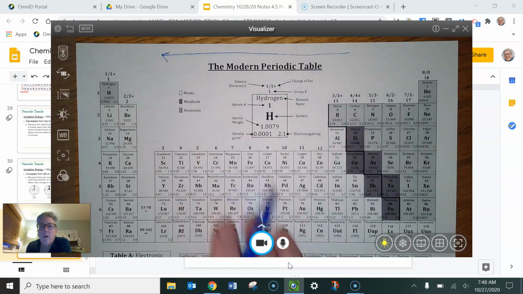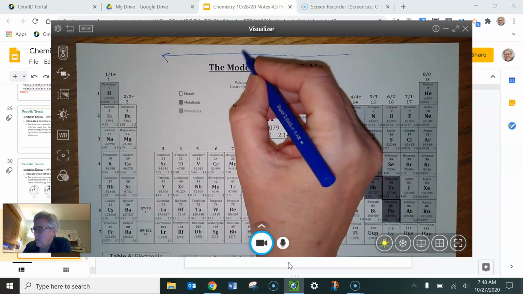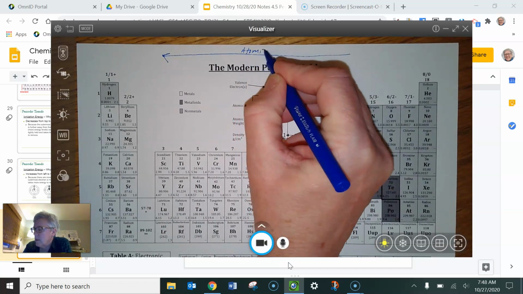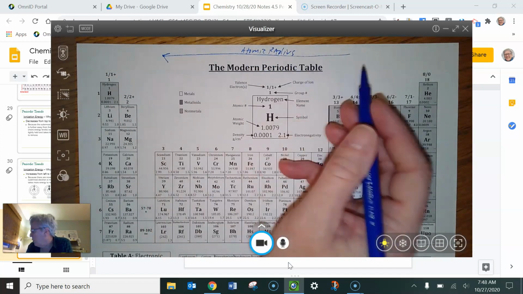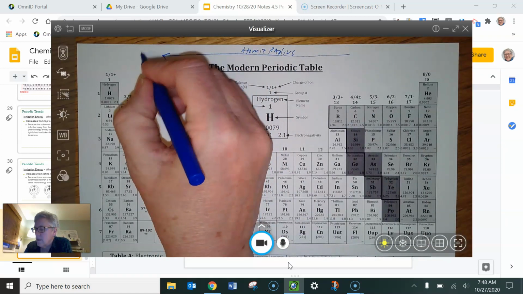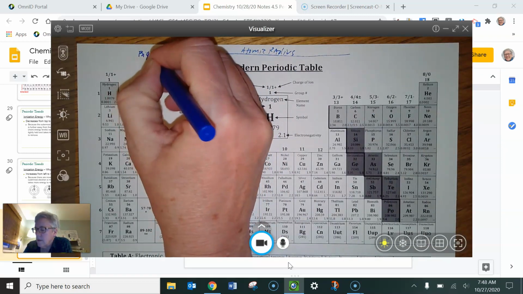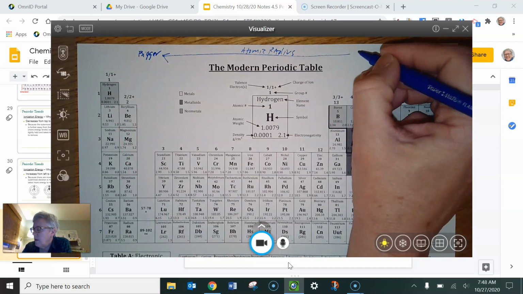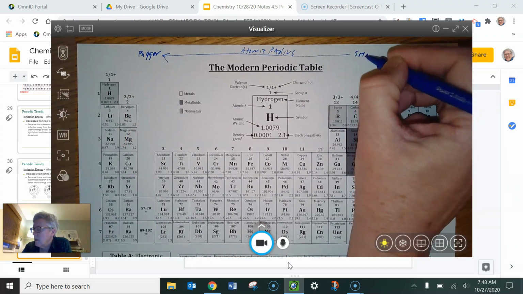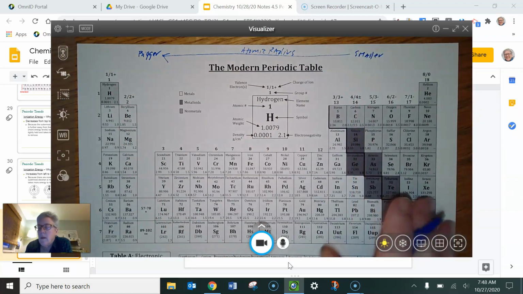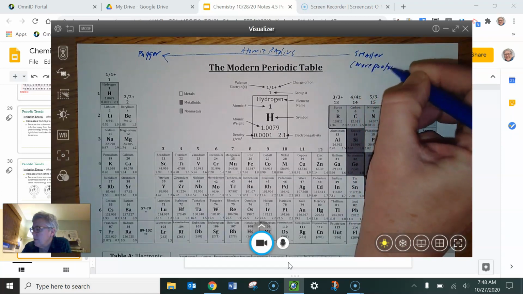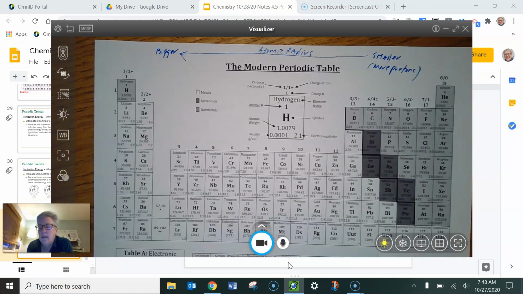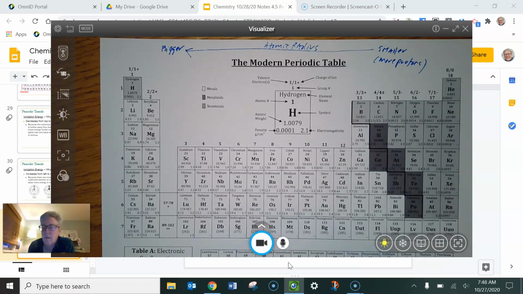So as you go to the left, I'm going to label this one atomic radius. When you go to the left, the atomic radius gets bigger. And over here on the right hand side, it is smaller, because there's more protons pulling electrons in more tightly, which makes the radius smaller.